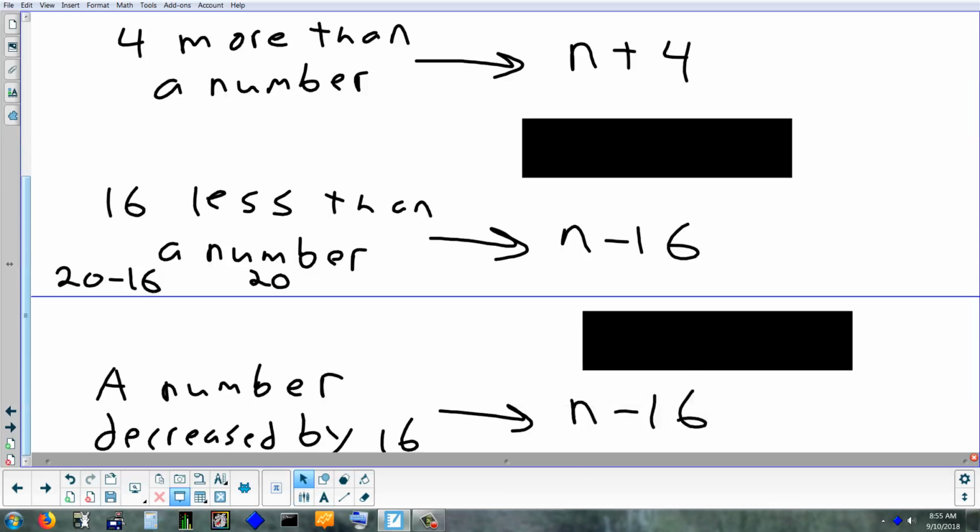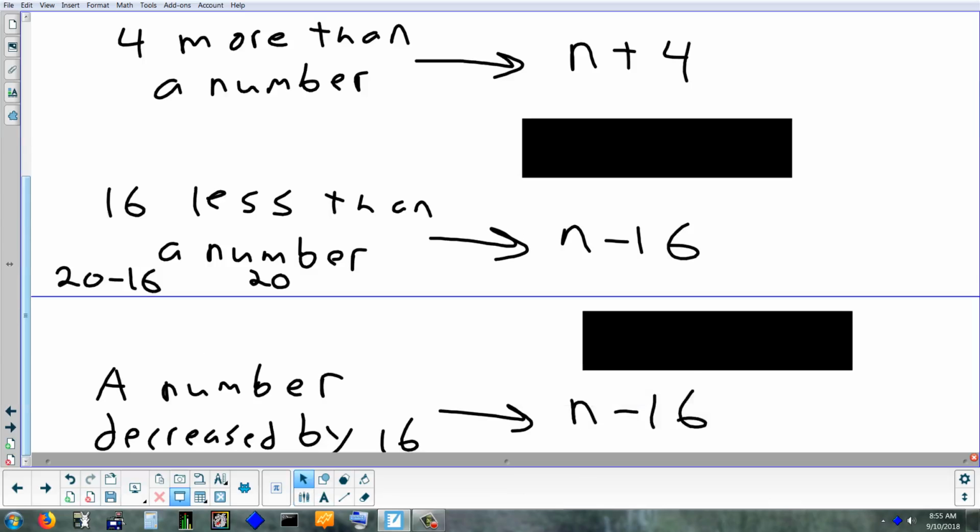Okay, that's how I do it. If I get tripped up with a word, I say, all right, let's pretend that it was an actual number. What would I do? And then I do the same thing here. It's not 20 minus 16, it's n minus 16. Okay, so any questions on that? More than, less than, decreased by.